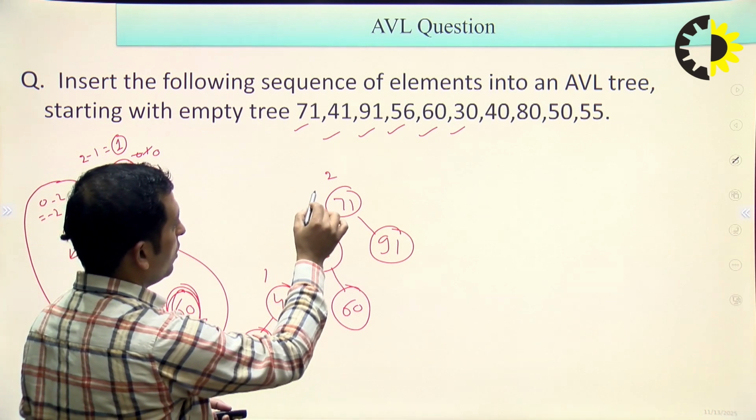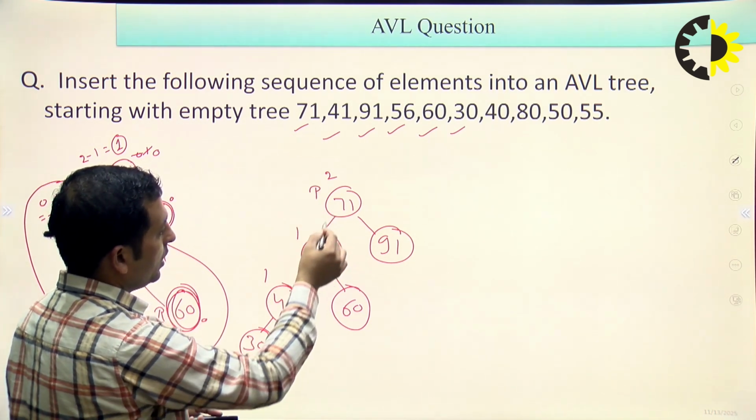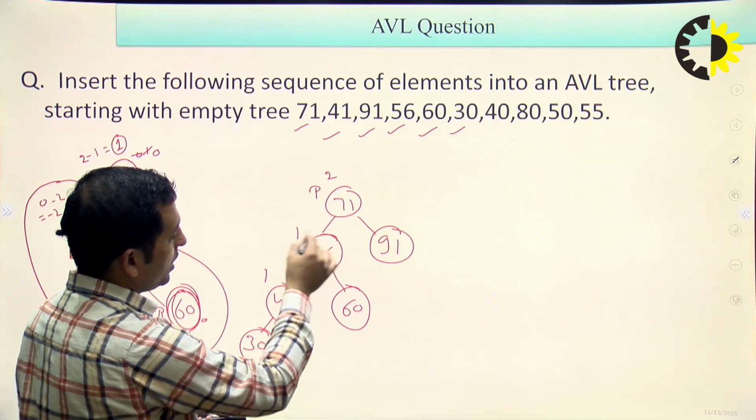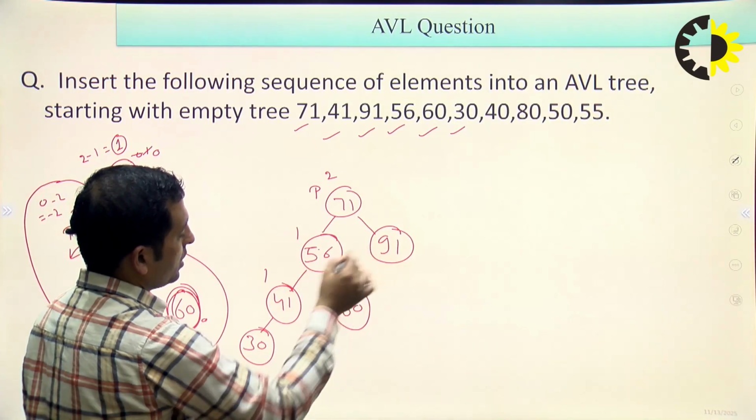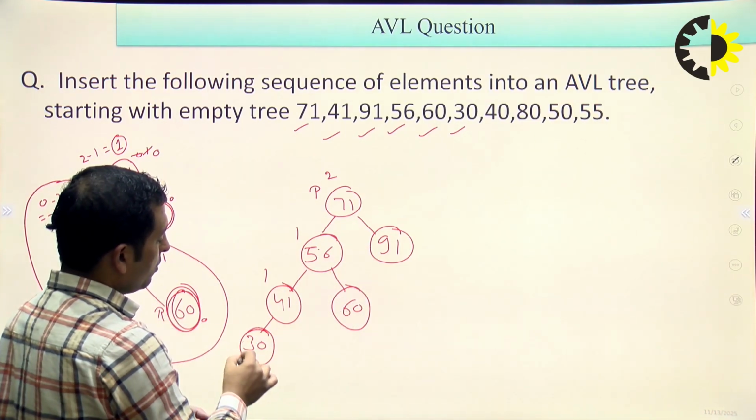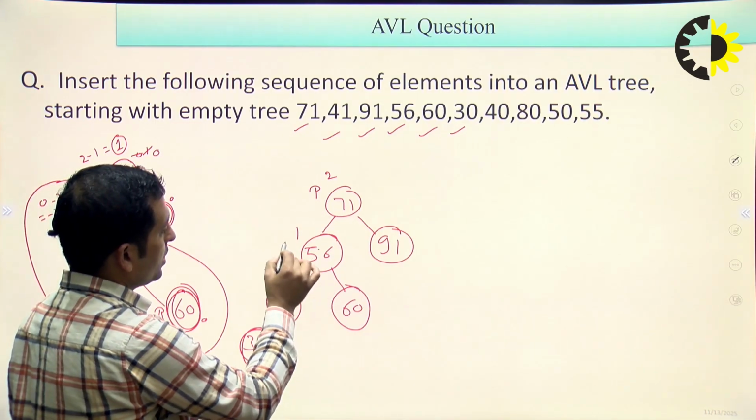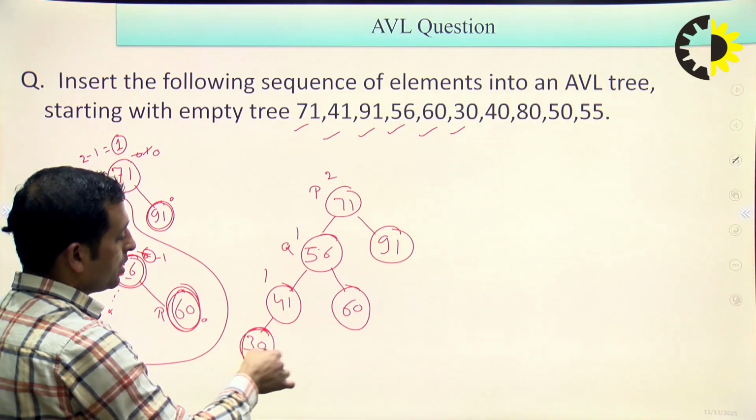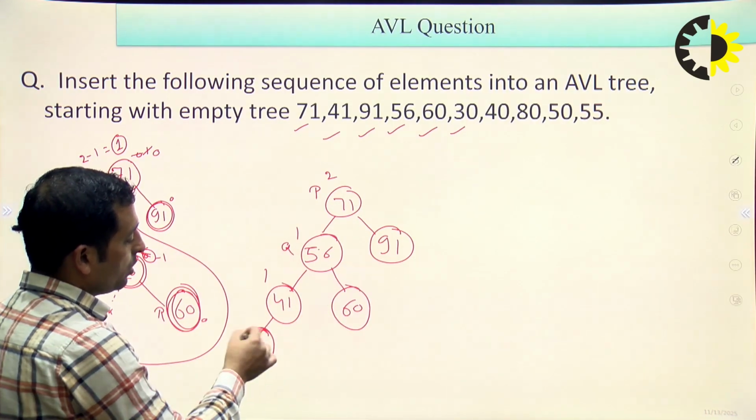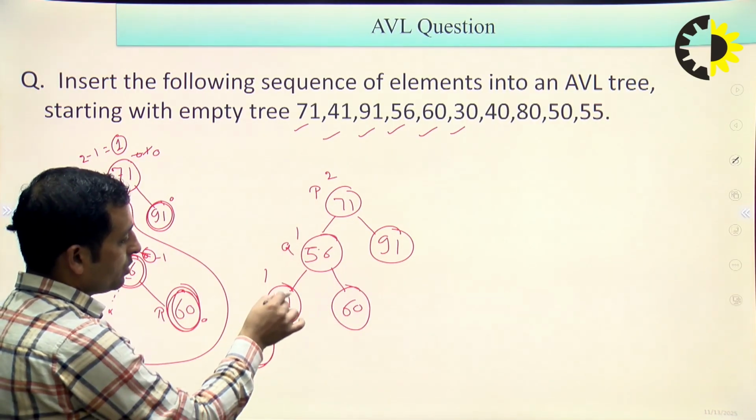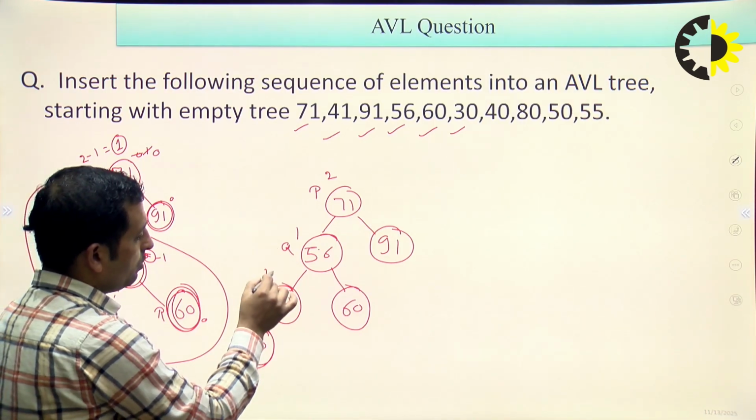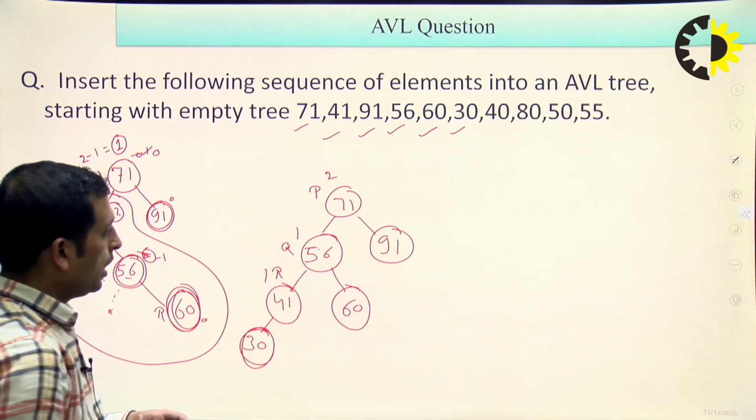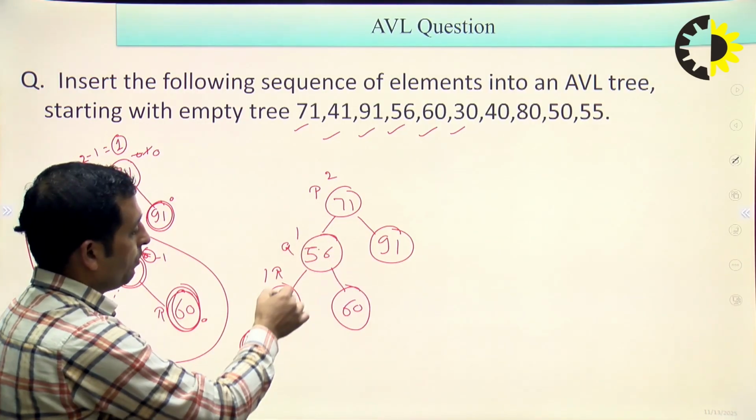So, find the P, Q, R; this becomes P and its subtree. There are two subtrees, the 56 subtree and this 91. The new node is 30, so we will consider 56 as Q, and Q points to 2 subtrees, the left subtree and the right subtree. The new node is in the left subtree, so the root of the left subtree is 41. So, we will consider P, Q and now R. PQR, this is left, left, left, left.